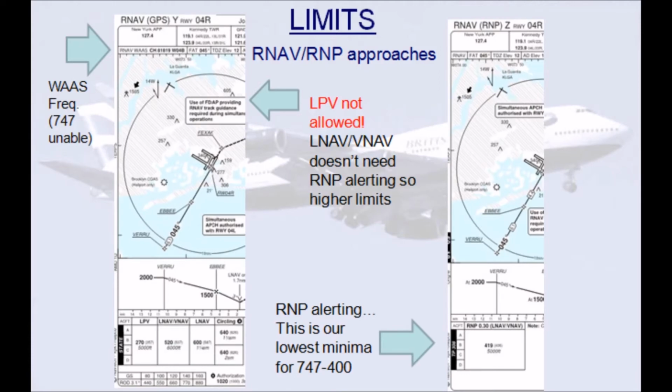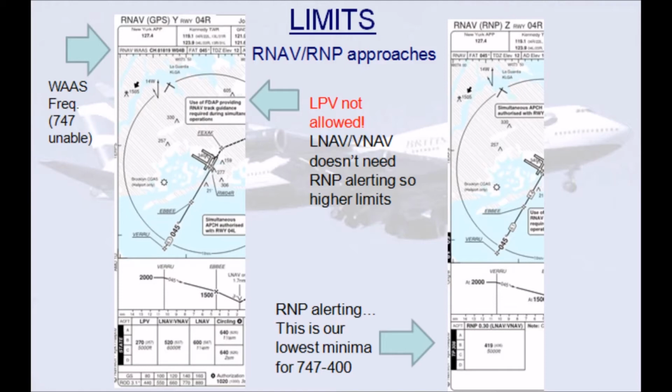A little bit about RNAV, RNP approaches. You'll see a lot of different limits here. The one to avoid is anything that says LPV, localizer performance with vertical guidance. That comes from a thing called WAAS, which is a received frequency giving updates to the GPS and updated height information. The 747 hasn't got that, so you can't use it. What you can use, however, is the other thing they've got there, which is LNAV, VNAV.